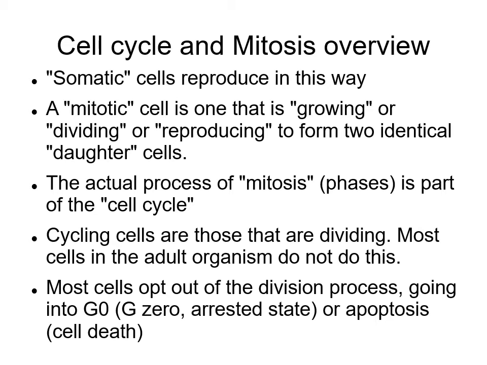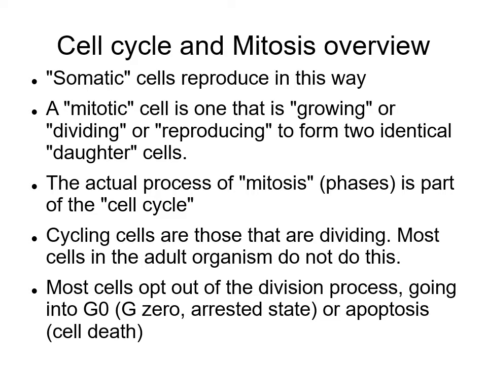Okay, our job today is to learn about meiosis, but I'm going to start over with mitosis as a reminder and in order to contrast what happens in mitosis with what happens in meiosis. So we've seen this material before. Somatic cells reproduce by mitosis, and those cells are growing or dividing to produce two identical daughter cells.